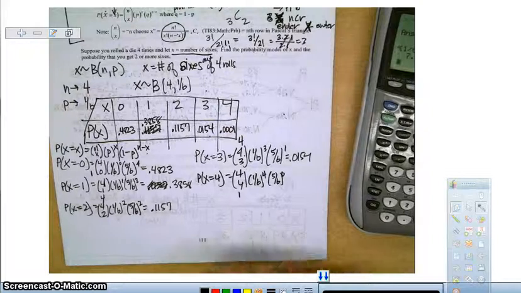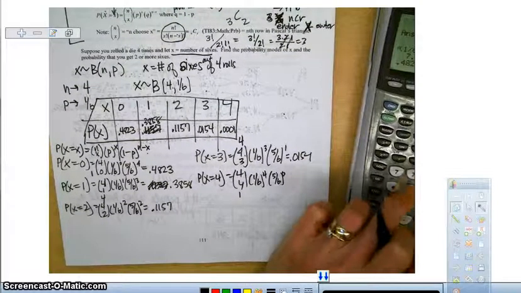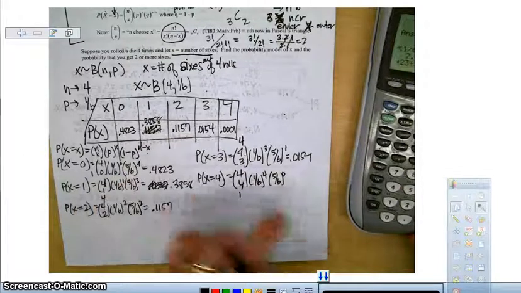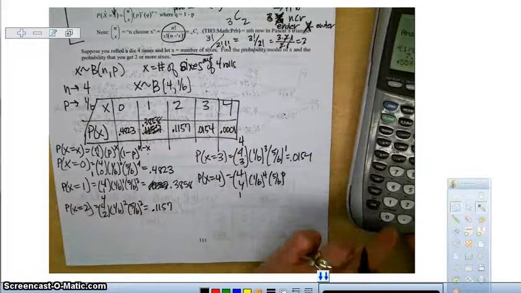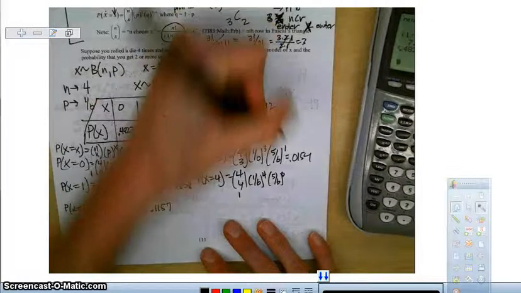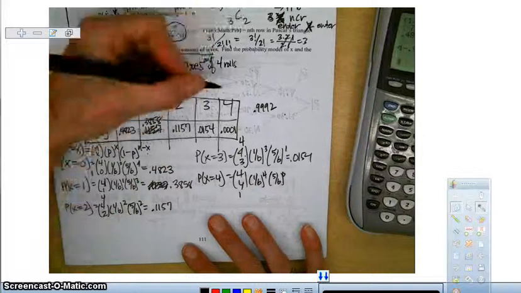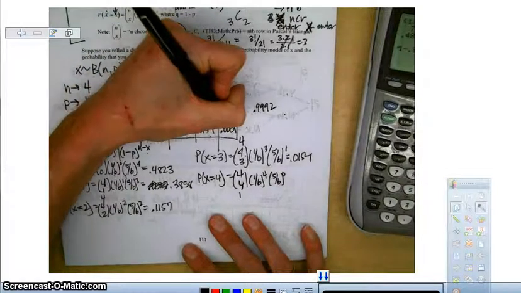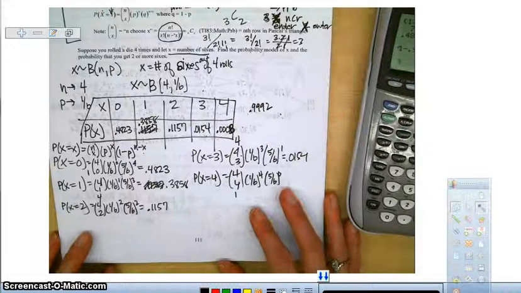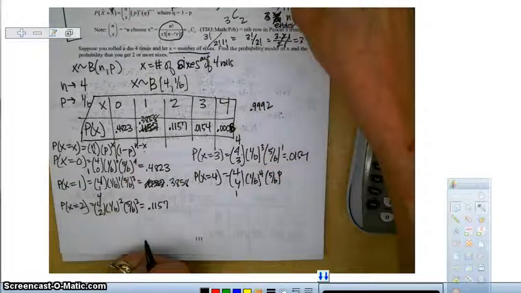0.0001 pretty much. I mean, if you take 0.4823 plus 0.3858 plus 0.1157, I'm just adding these up, plus 0.0154, you get 0.9992, so take 1 minus 0.9992, and this is 0.0008 is actually what that one ends up being based on our rounding. All right, so all of these we just used the binomial formula.